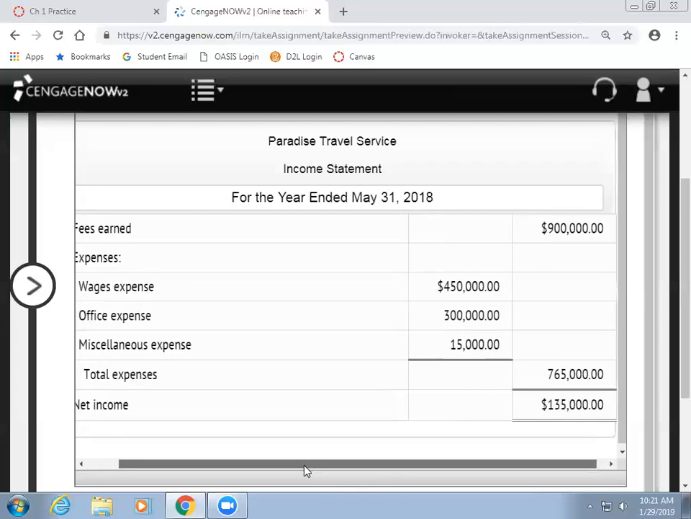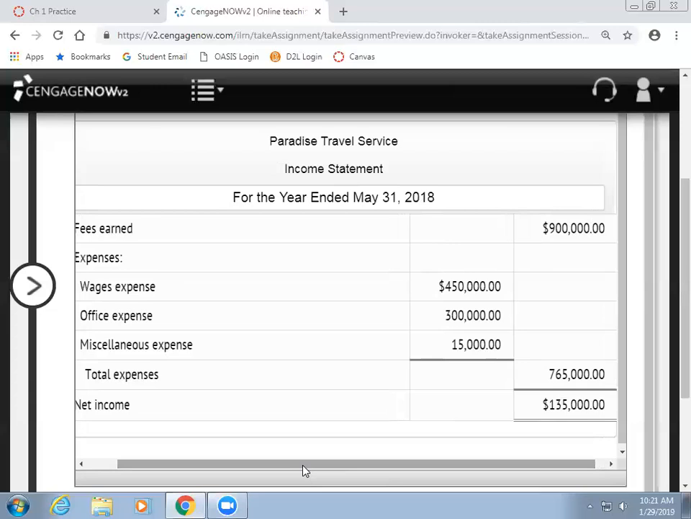Okay, so any questions on the income statement? It's not too bad, right? It's pretty easy. Revenues minus expenses. It's just kind of knowing the format.